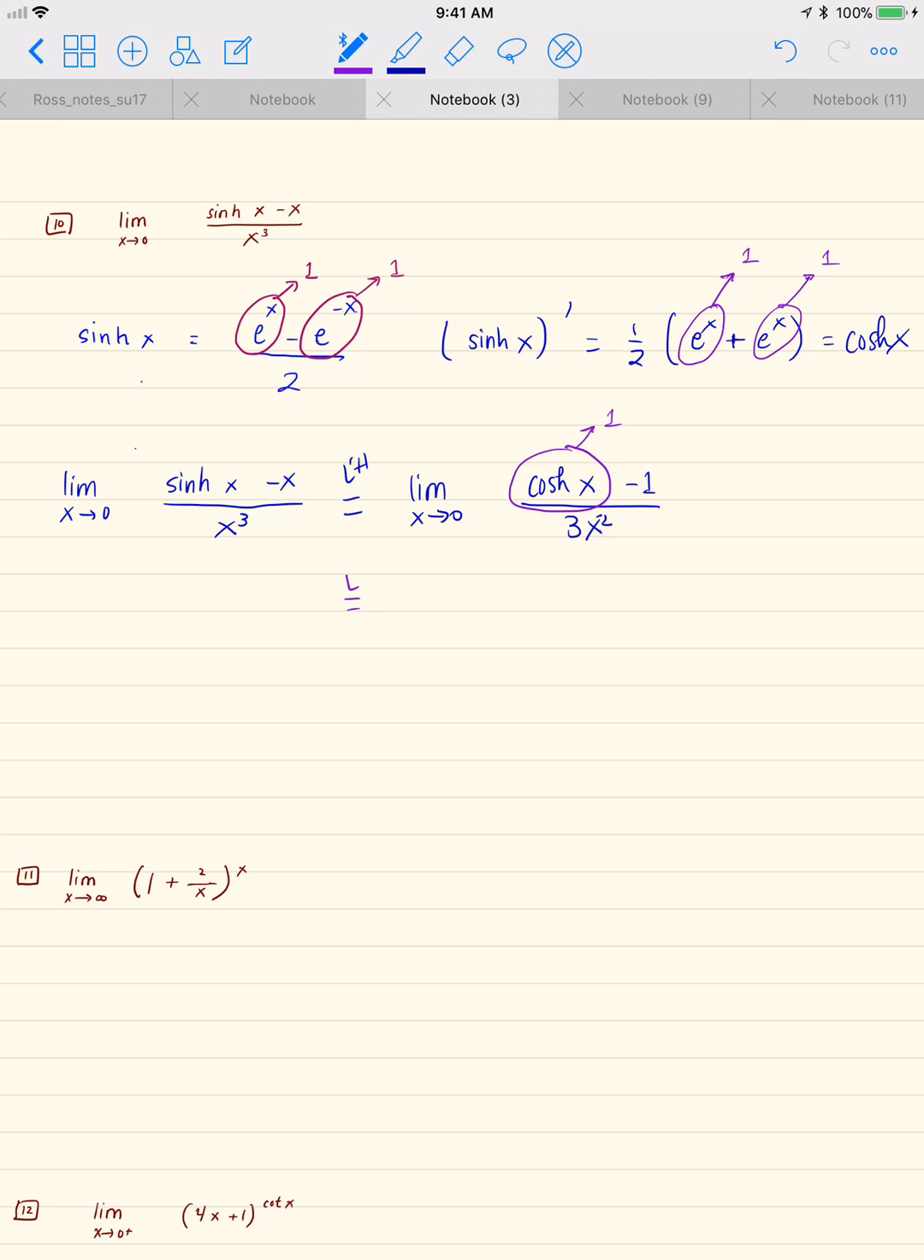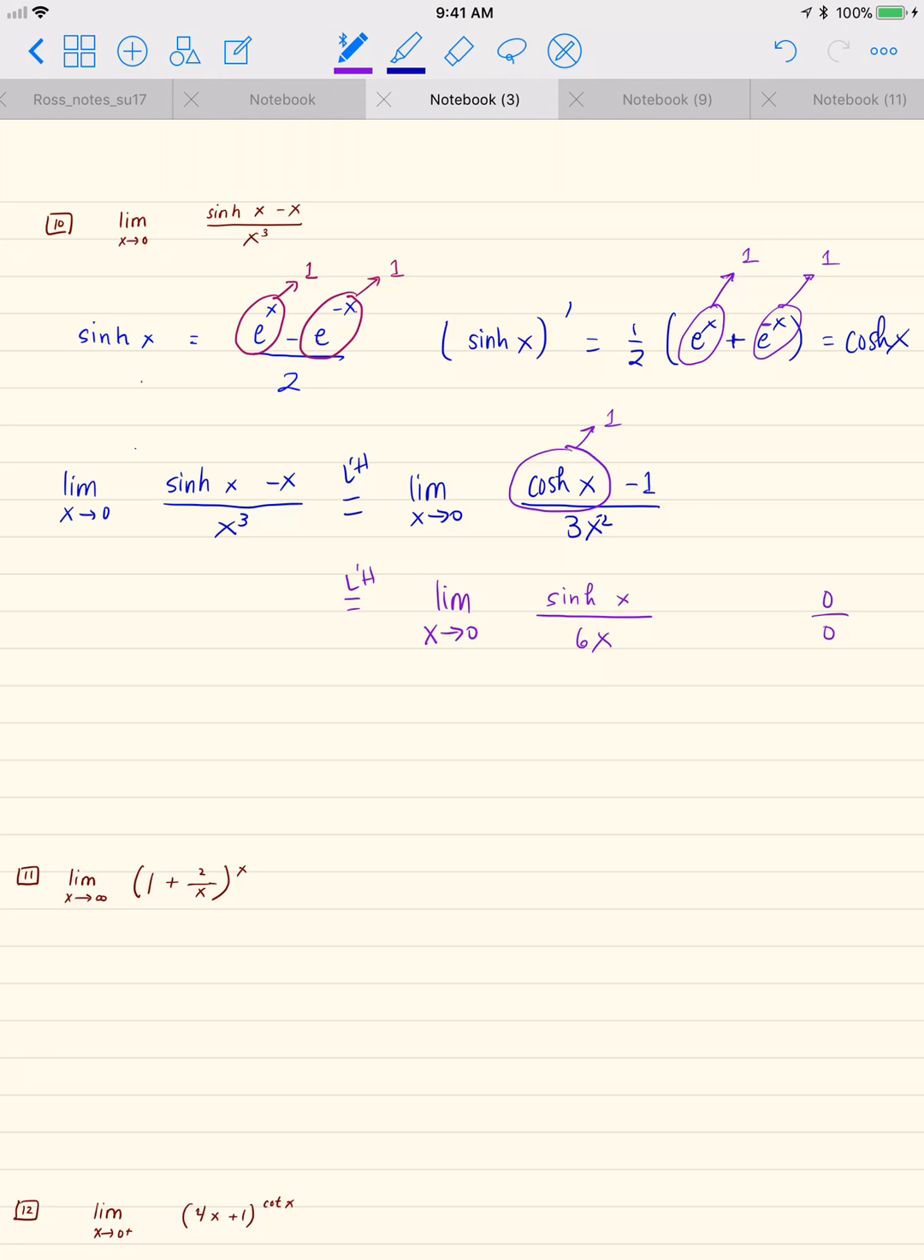So say this is equal to, according to L'Hopital's rule, the limit as x goes to 0. Now we need the derivative of cosh of x. I made a mistake. This should be e to the x plus e to the negative x. So that when we take the derivative of cosh, we get sinh. So this will be sinh of x, and then the minus 1, the derivative of a constant is 0, divided by 6x.